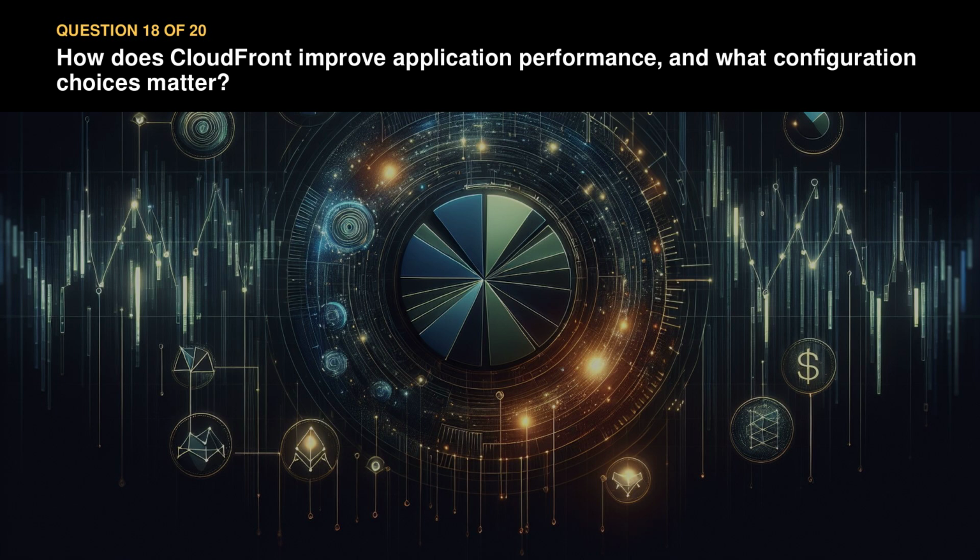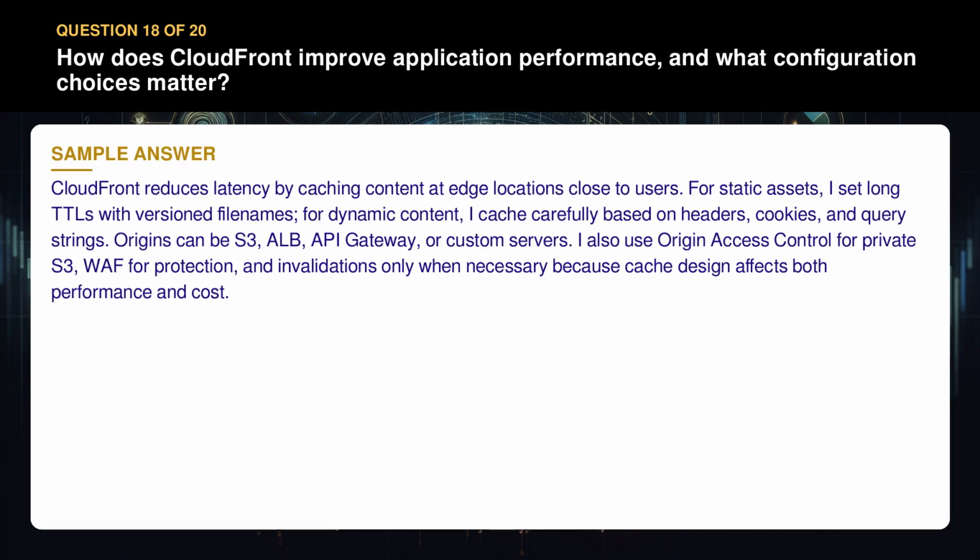Question 18. How does CloudFront improve application performance, and what configuration choices matter? CloudFront reduces latency by caching content at edge locations close to users. For static assets, I set long TTLs with versioned file names. For dynamic content, I cache carefully based on headers, cookies, and query strings. Origins can be S3, ALB, API Gateway, or custom servers.